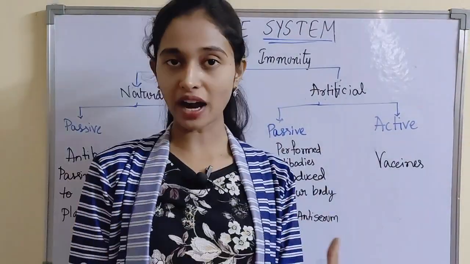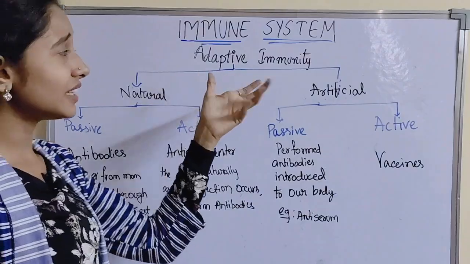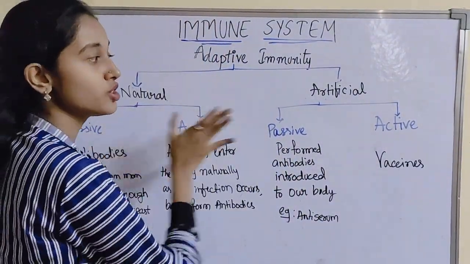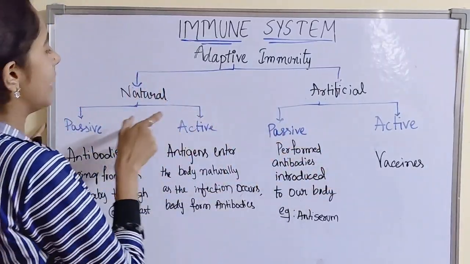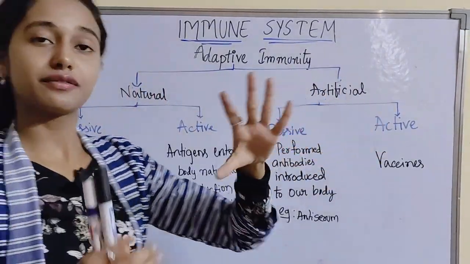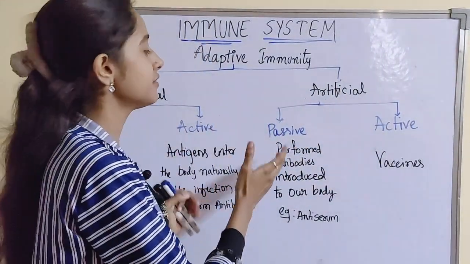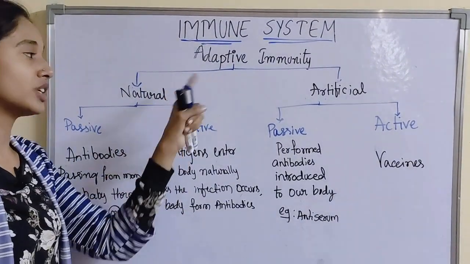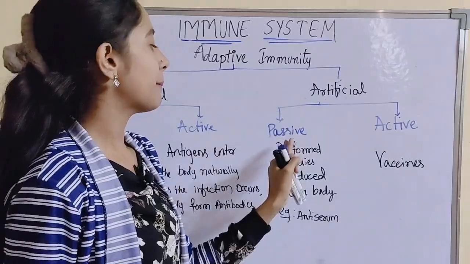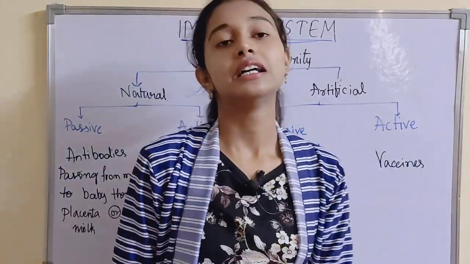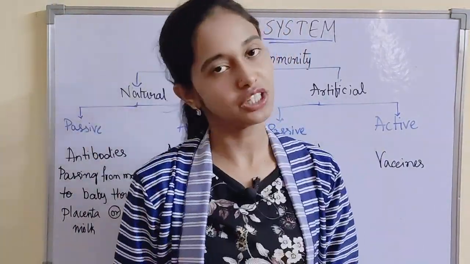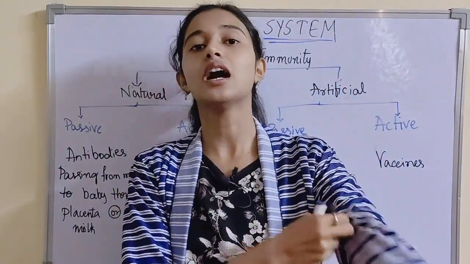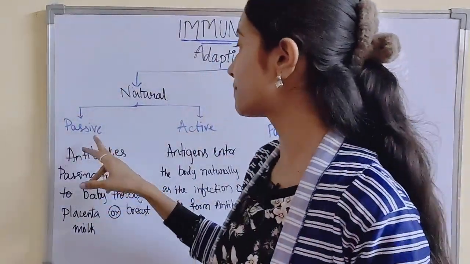Adaptive immunity or acquired immunity. There are further divisions, that is, adaptive immunity can be natural and also artificial. Natural and artificial are further divided into passive and active: passive naturally acquired immunity and active naturally acquired immunity. Similarly, passive artificial immunity and active artificial immunity.